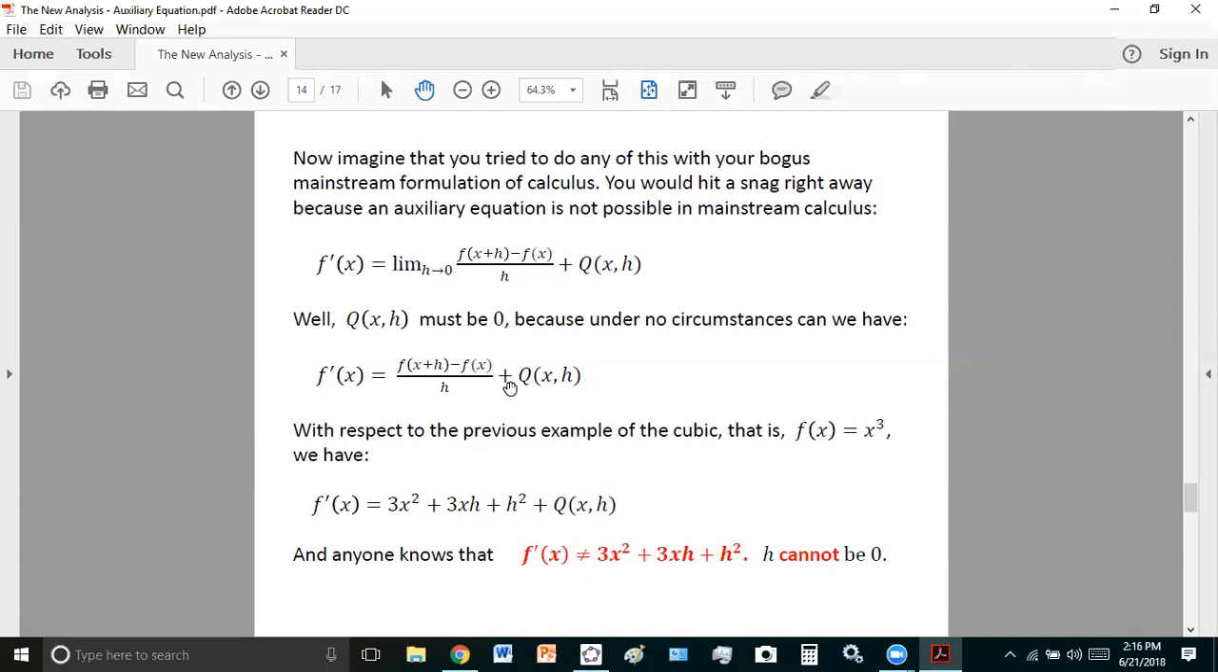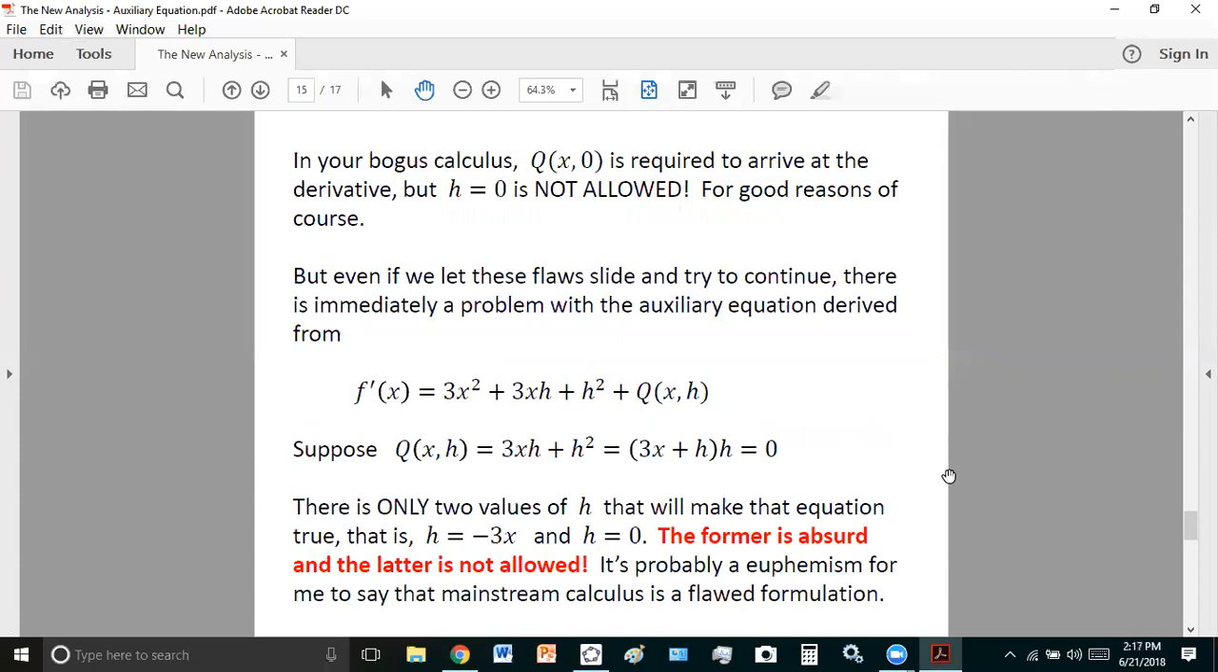So with respect to the previous example of the cubic, we would have this expression down here if we followed this general idea and we said, okay, let's just try it anyway. Let's ignore the flaws and try. And anyone knows that f prime of x is not equal to that because h cannot be 0, right? So in your bogus calculus, qx of 0 is required to arrive at the derivative, but h equals 0 is not allowed. So basically, you're dangling around the point of tangency, not knowing what on earth you're doing.